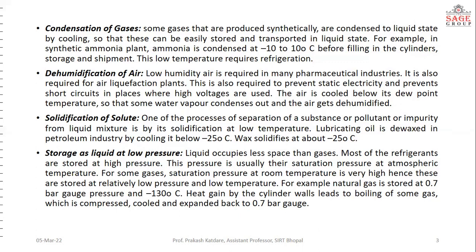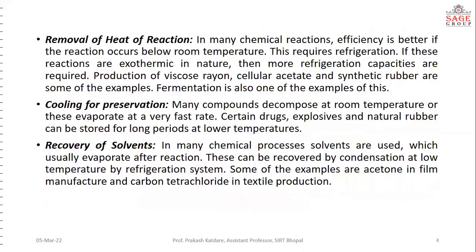Liquid occupies less space than gases. Most of the refrigerants are stored at high pressure. This pressure is usually the saturation pressure at atmospheric temperature. For some gases, saturation pressure at room temperature is very high. Hence, these are stored at relatively low pressure and temperature. For example, the natural gas is stored at 0.7 gauge pressure and minus 130 degrees centigrade. Heat gain by cylinder valve leads to boiling of some gas which is compressed, cooled and expanded back to 0.7.